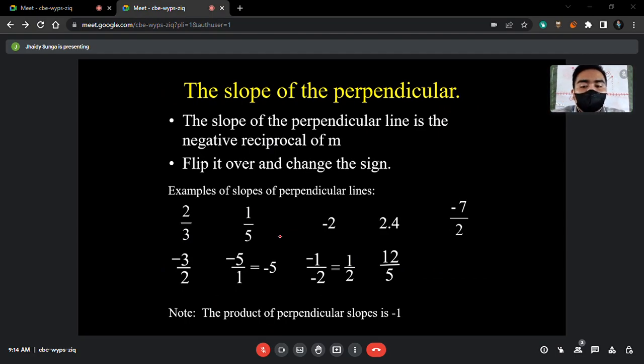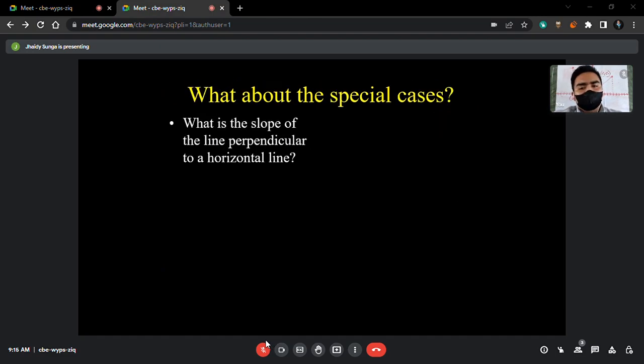Now, if we have 12 over 5, if we flip that one, it will become negative 5 over 12, po. Okay po? Now, how about negative 7 over half? If we flip that one or get the negative reciprocal, the answer will be positive 2 over 7, po. Okay po? Alright, so we could say that if we multiply these two, we could clearly see that it has the product of negative 1, po. Okay po? Alright, so the question is, what about the special cases?